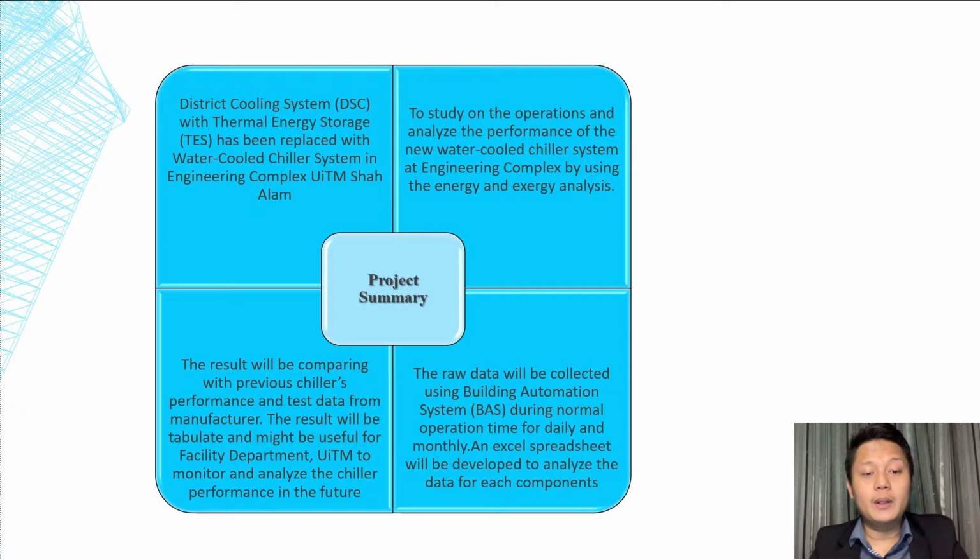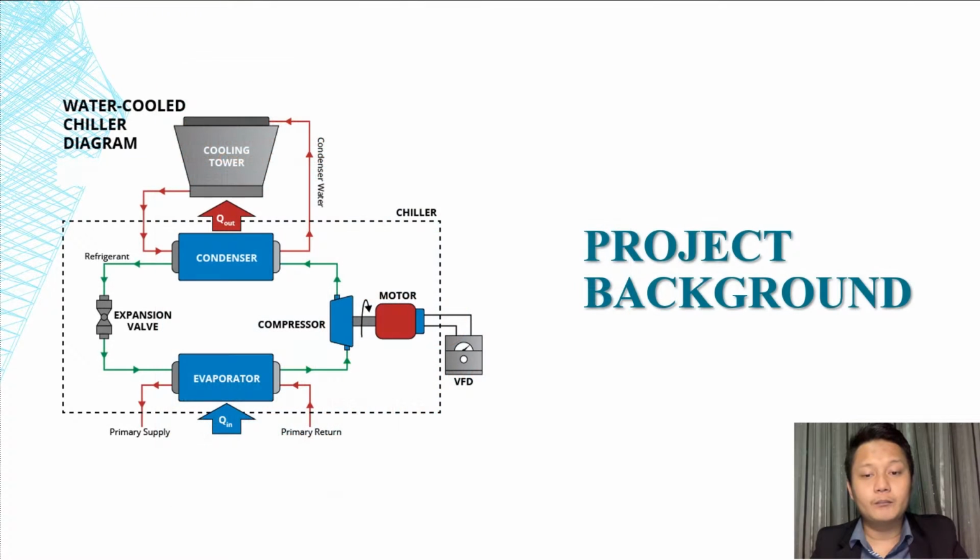The raw data will be collected using building automation system during normal operation time for daily and monthly. An Excel spreadsheet will be developed to analyze the data for each component. The result will be comparing with previous chiller performance and test data from manufacturer. The result will be tabulated and might be useful for facility department, UiTM, to monitor and analyze the chiller performance in the future.